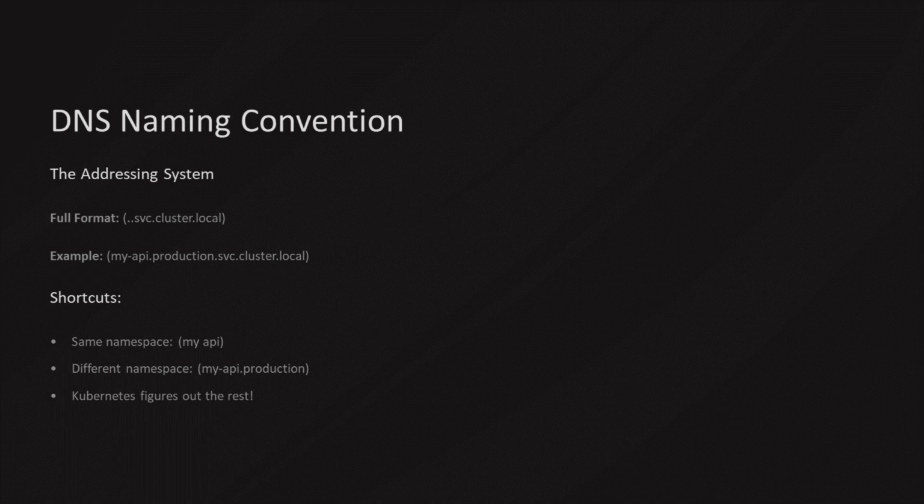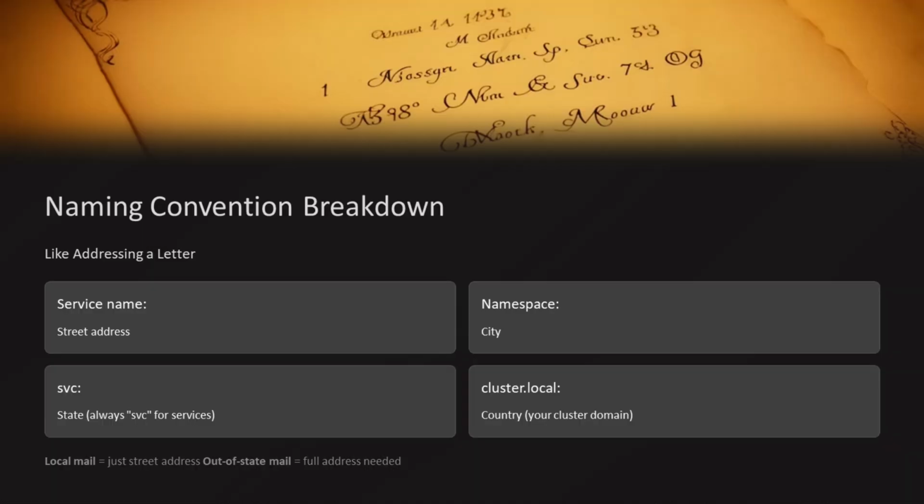The full DNS name for a service looks like this: service-name.namespace.svc.cluster.local. Let me break this down with an example. Say you have a service called my-api in the production namespace. The full DNS name would be my-api.production.svc.cluster.local. But here's the cool part.